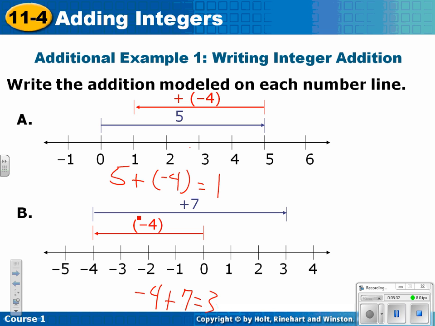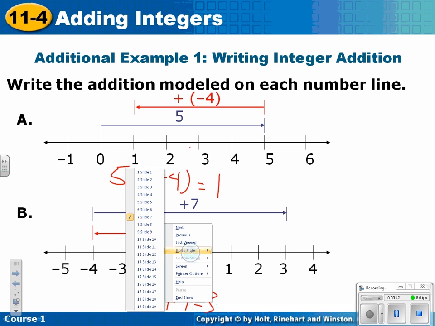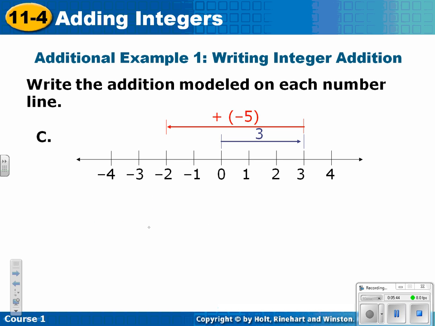Yeah, I would only put the parentheses around the negative number if it's the second one in your number sentence. Why don't you guys on your whiteboards try this one out?